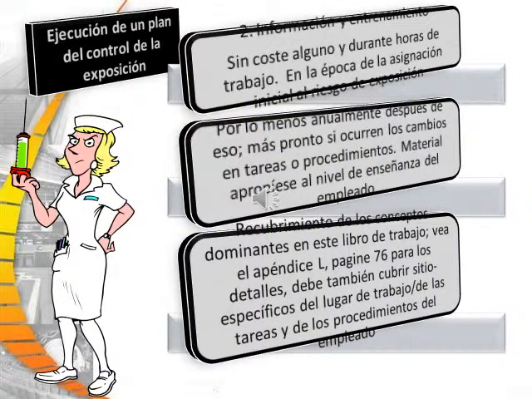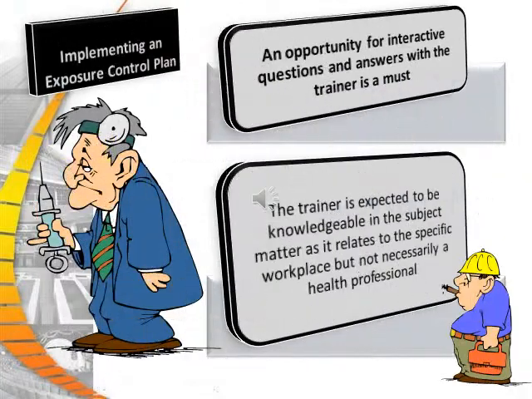Information and training at no cost during the working hours and at the time of initial assignment to the risk of exposure. At least annually thereafter, sooner if changes in tasks or procedures occur. Material appropriate to the educational level of the employee and covering the key concepts in the workbook in Appendix L, and must cover the site specifics of the employee's workplace, tasks, or procedures. An opportunity for interactive questions and answers with the trainer is a must for the employee, and the trainer is expected to be knowledgeable in the subject matter as it relates to the specific workplace but not necessarily as a health professional.